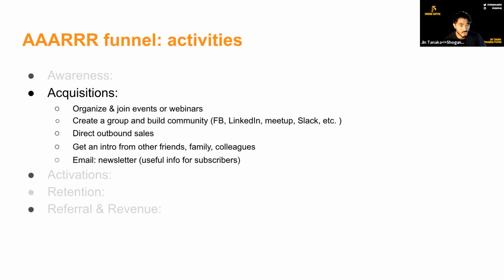Another one is to get intros from friends, family or colleagues when you're building something, for example through LinkedIn. Another one is an email newsletter with useful information for subscribers. The thing is, an email newsletter is going to take slightly more time. So the top ones are to organize an event, create a group, and do direct outbound sales.